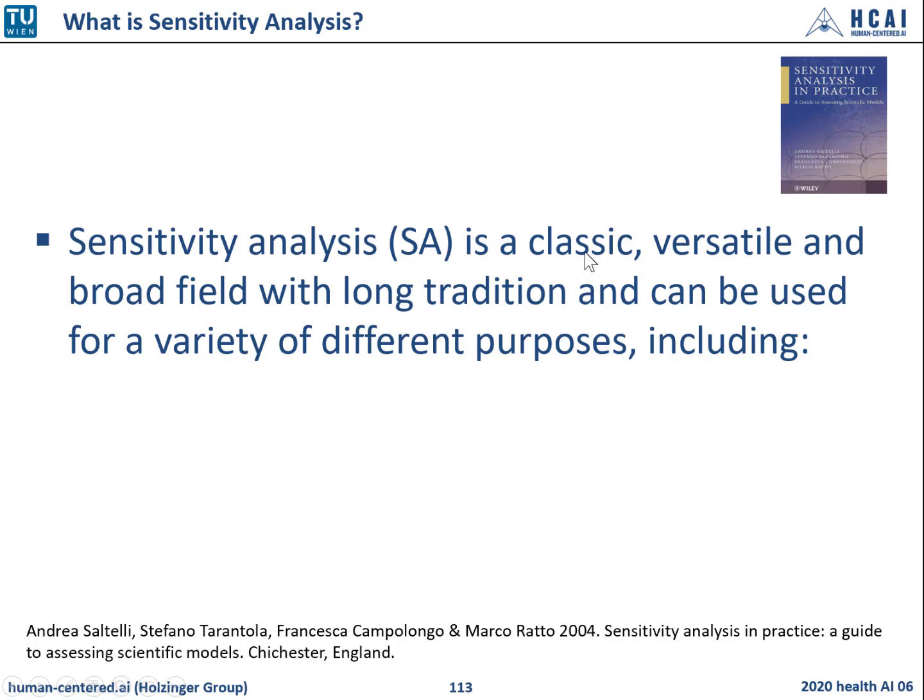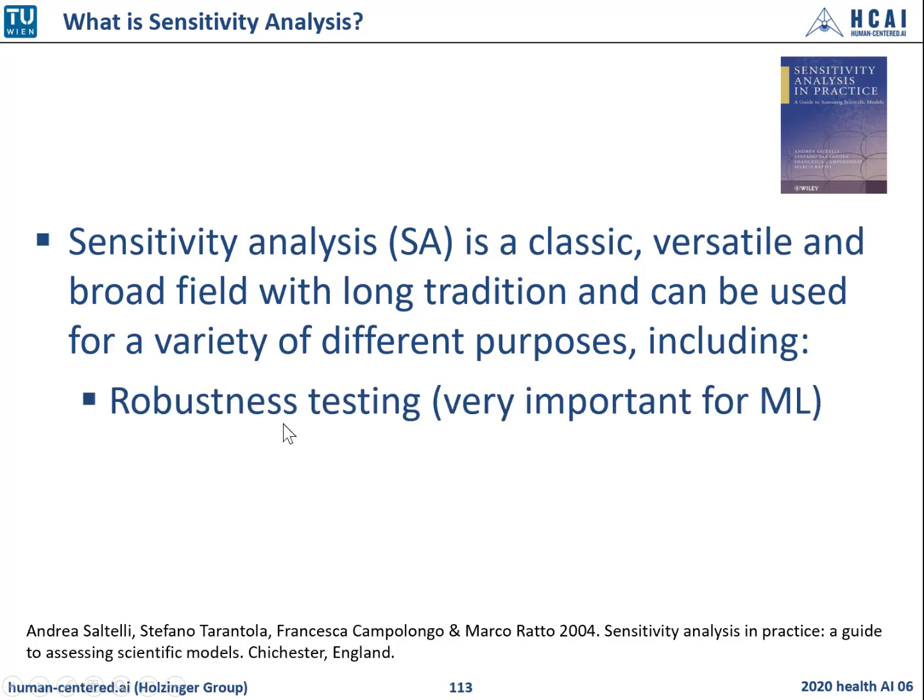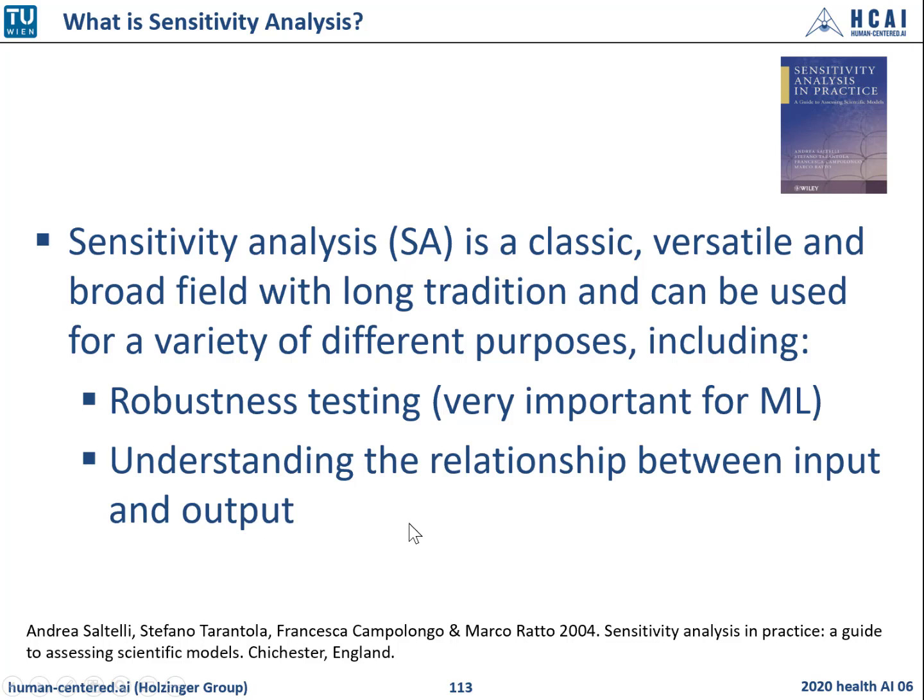Sensitivity analysis is a classic, versatile and broad field with a long tradition and can be used for a variety of different purposes, including robustness testing, and this is very, very important for machine learning now. Robustness is I would say the most sought-after issue. And then understanding the relationship between input and output, and this is exactly what we want. A related practice, uncertainty analysis, has a greater focus on uncertainty quantification and propagation of uncertainty.